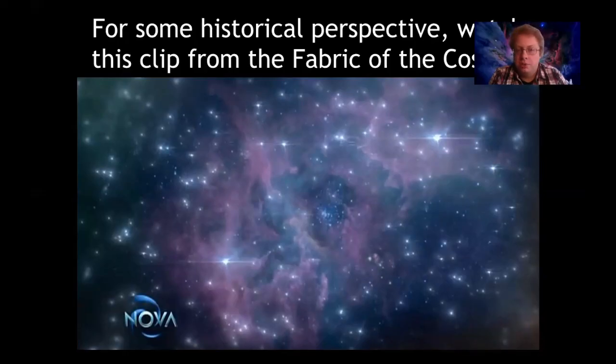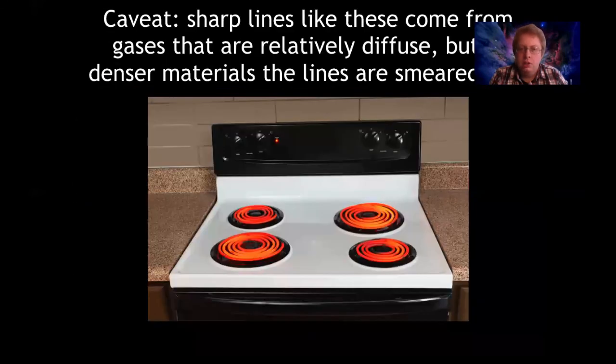All right, now that we've finished watching this clip, the last thing I want to talk about is a caveat. So I've been talking about how elements have these sharp lines that produce spectral fingerprints. But this isn't always how light is emitted. In some cases, and in particular denser materials than gases, the lines they produce are smeared out. So here I'm showing light that's being produced from an electric stove. And you can see that these burners are all on and they're all glowing hot. So what does this glowing hot light look like?